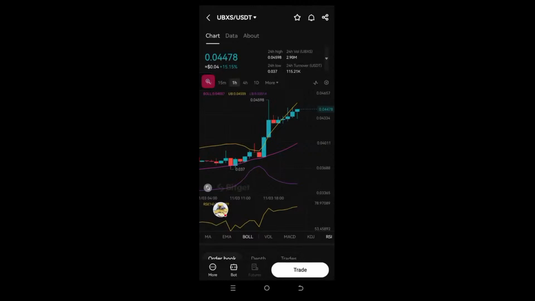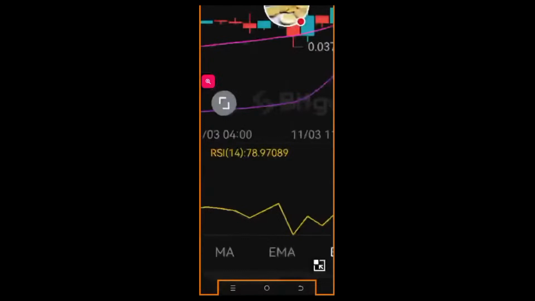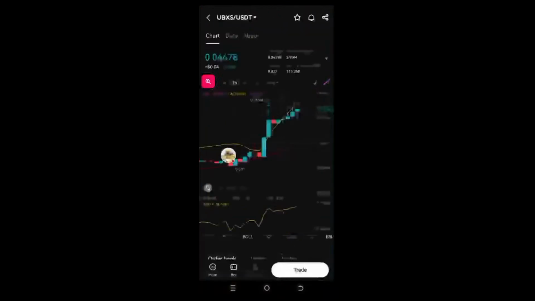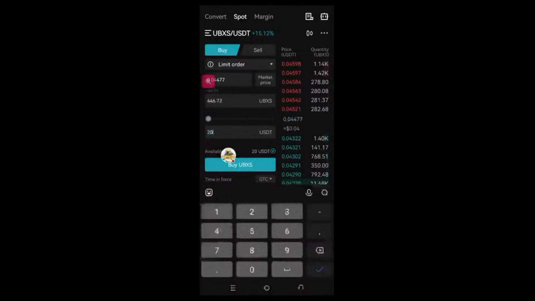I think I can go with this. And the RSI, what's that one? The RSI is 78. Can we go with this? But it's in pump mode. I love that. It looks like it's in pump mode. Maybe it will go. Let's just put $20 in there and see what we can get from BitGet.